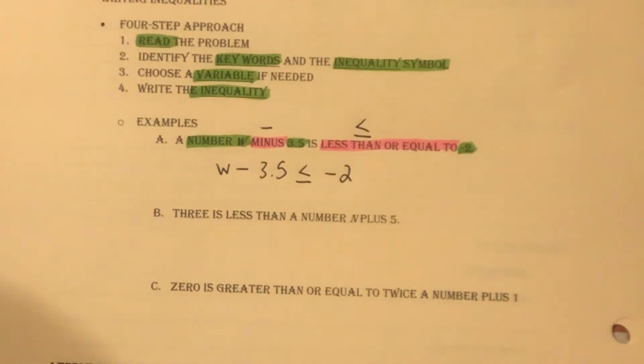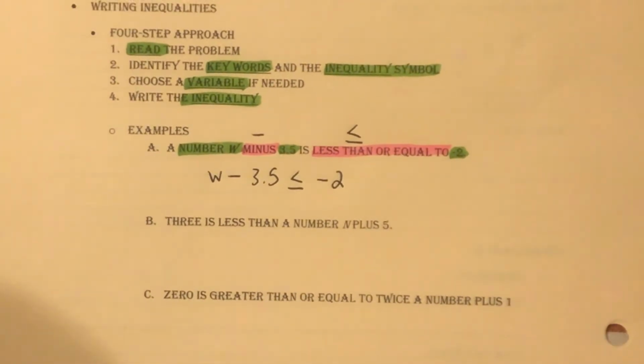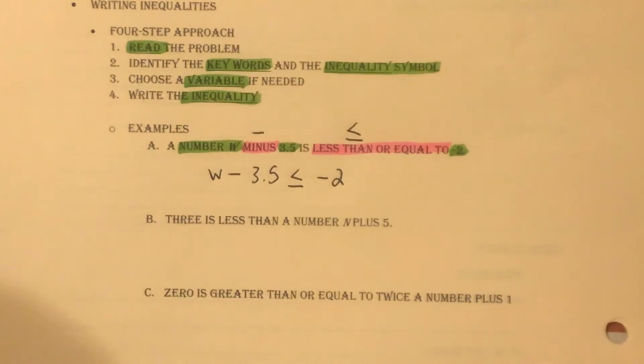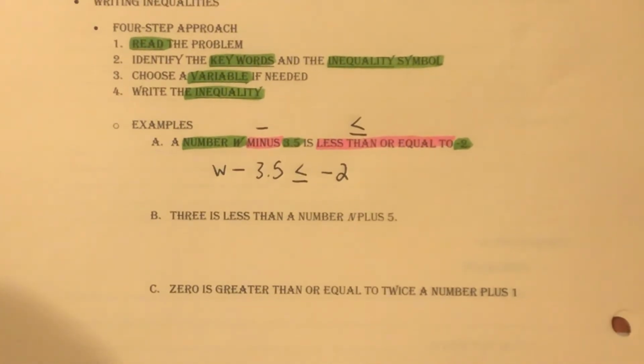All right, well, let's take a look at example B. If you think you can do that one on your own, I'd encourage you to try it and then check your answer with mine. So example B says 3 is less than a number n plus 5. So step 1, read the problem. That is done.